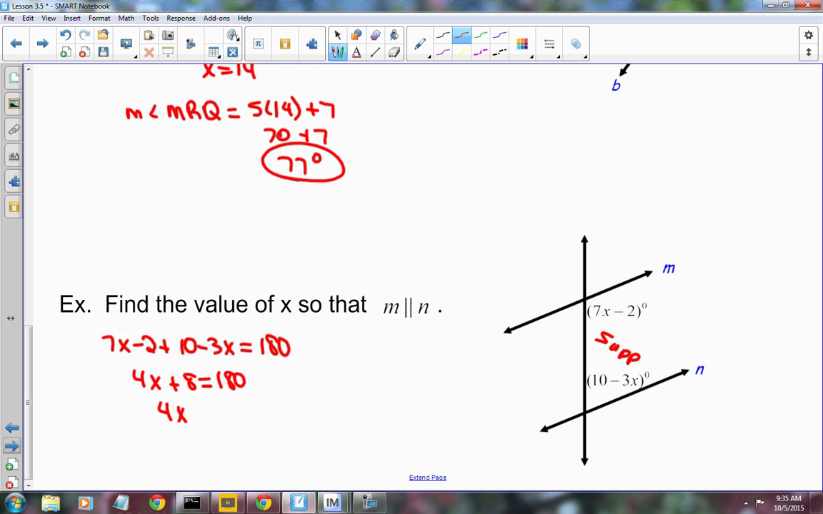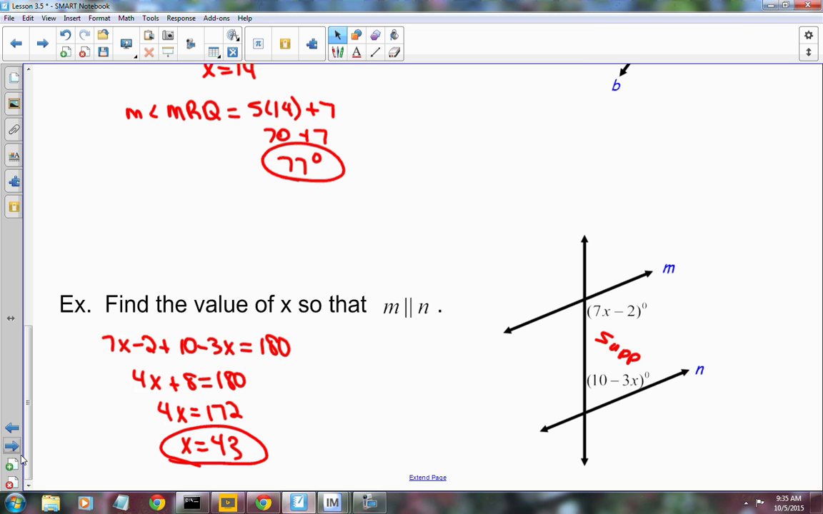Subtract 8 from both sides. That ends up being 172. Divide both sides by 4. And that ends up being what? 43? Is that right? Is that what y'all got? 43? Yes? Am I done? Huh? Am I done? Yes, because all it asked for was x. Thank you for checking.